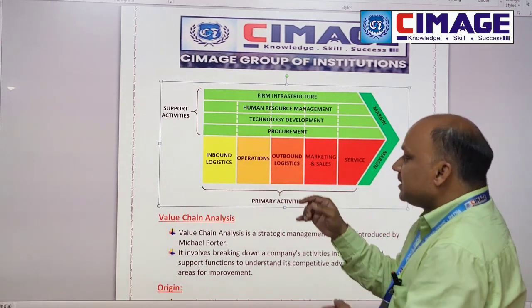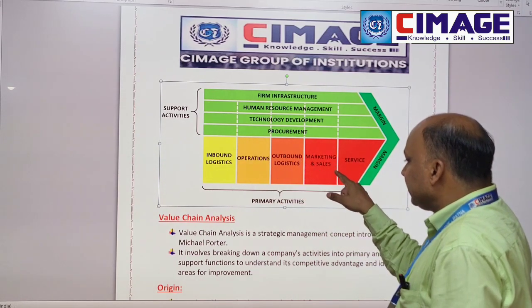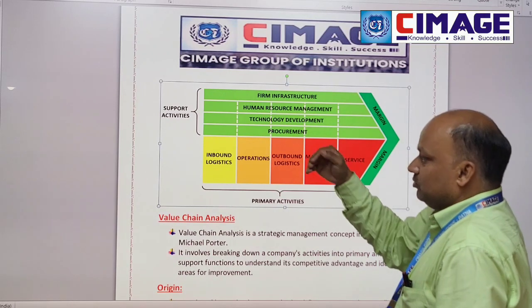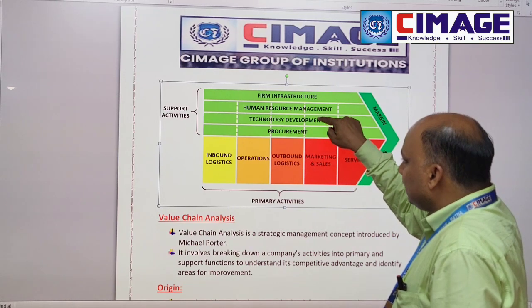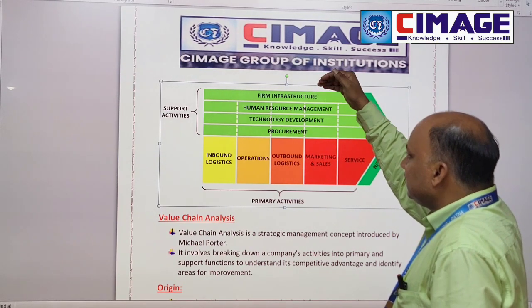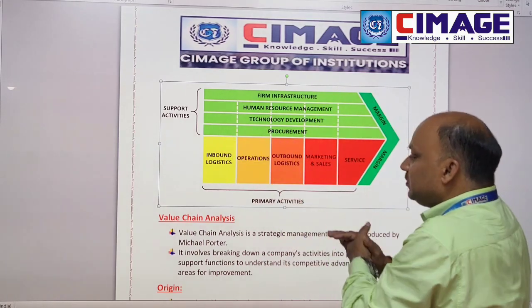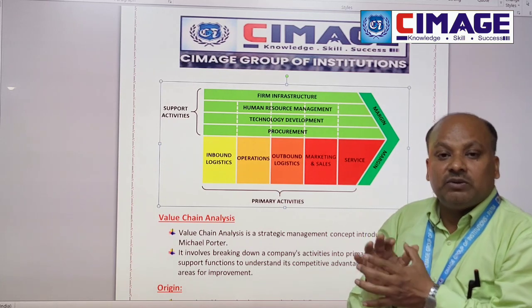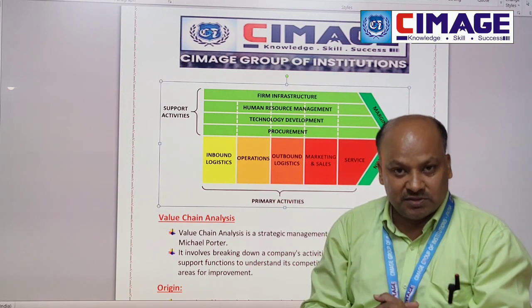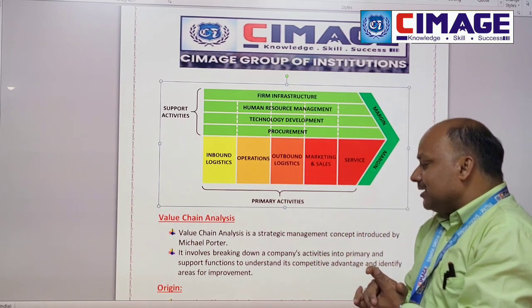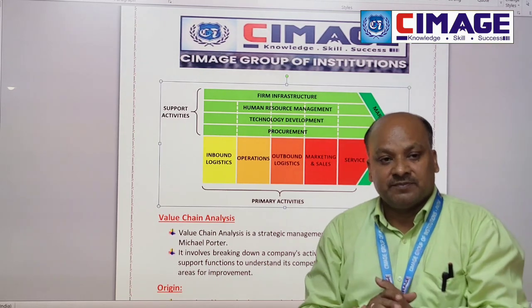Primary activities consist of inbound logistics, operations, outbound logistics, marketing and sales, and services. Now the support activities consist of procurement, technology development, human resource management, and firm infrastructure. All of these together we are going to evaluate to get strategic advantages on the basis of the value chain analysis. Now the value chain analysis is a strategic management concept introduced by Michael Porter.